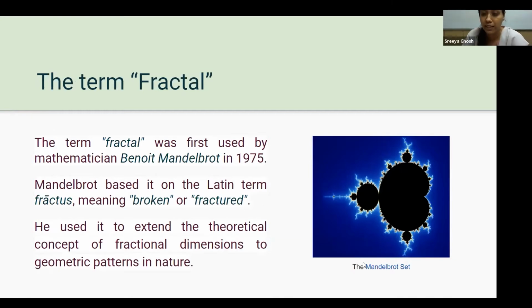The term fractal was first coined by Benoit Mandelbrot in 1975. It comes from the Latin word fractus, which means broken or fractured. He used these to extend the concept of fractional dimensions to geometric patterns in nature. Mandelbrot actually tried to calculate the length of the coastline of the United Kingdom, so he applied a fractal dimension to do that.